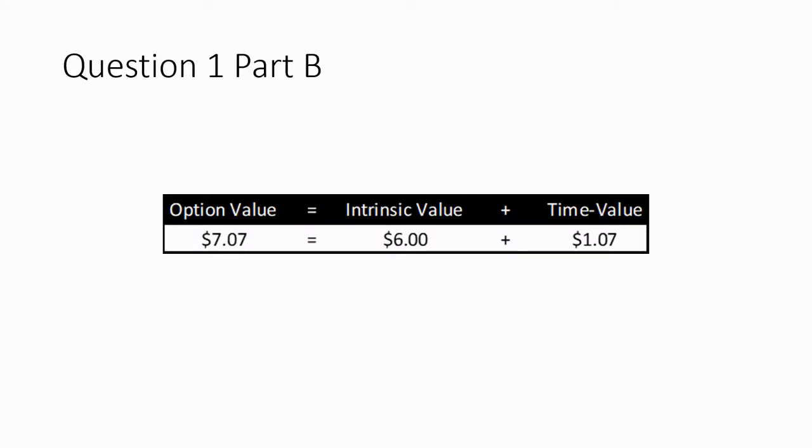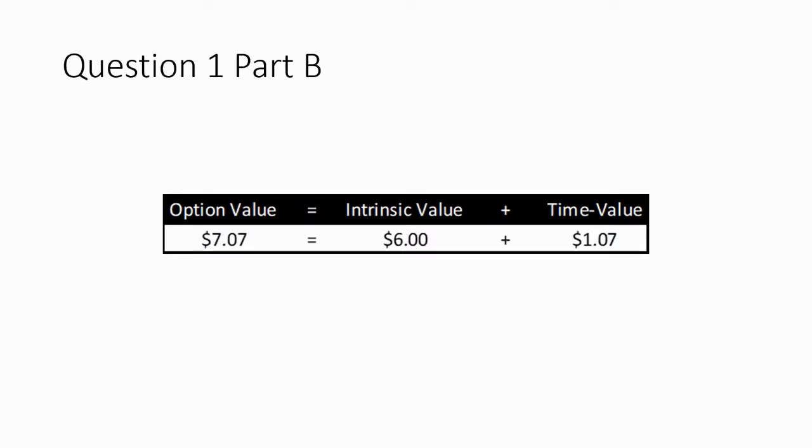Then for part B, we were asked to break down the option value into an intrinsic value component and a time value component. So to do this, first we found the intrinsic value of the American put option at the stock price of $70 by subtracting the value of the stock price from the value of the strike price. So $76 minus $70. So the intrinsic value component of the option is $6.